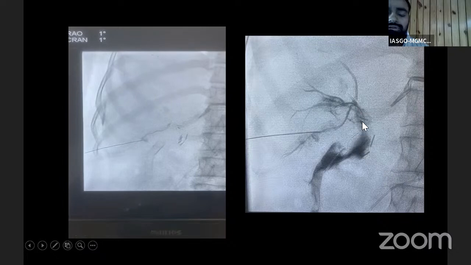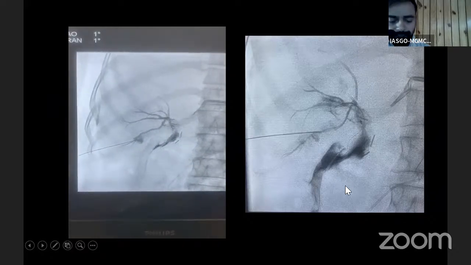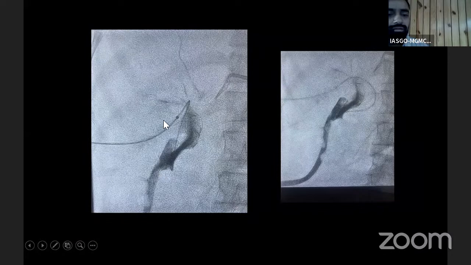The wire goes into the left side, and then we take out the puncture needle, and this sheath is put. Then the soap wire is taken out, and a stiff wire is placed, and over the stiff wire we place the external drainage at the puncture site.